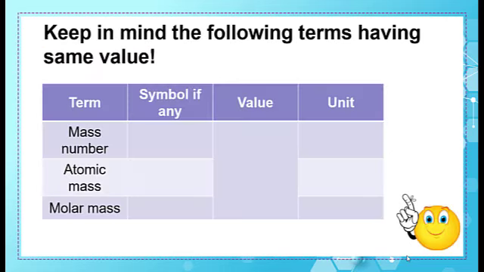Keep in mind the following terms having the same value but with different units: the mass number, the atomic mass, and the molar mass. All of these terms have a value equal to A, which is Z plus N. However, they differ in the symbol and the unit. The mass number having the symbol capital A is without a unit. However, the atomic mass does not have any symbol, its unit is u or amu. The molar mass having the symbol capital M, its unit is gram per mole.